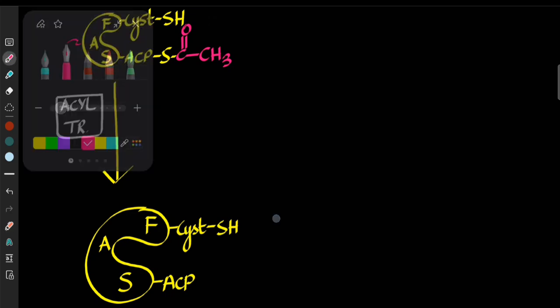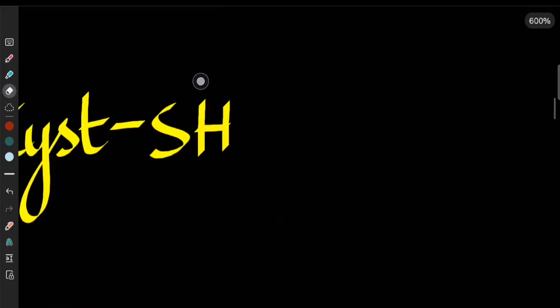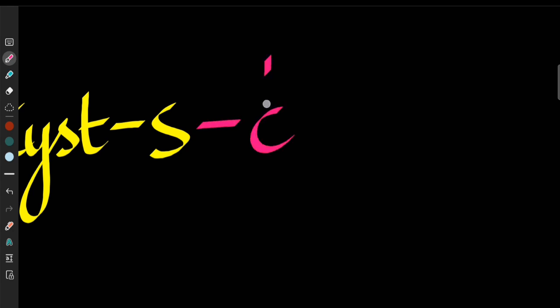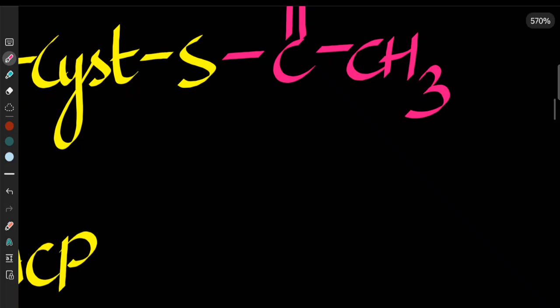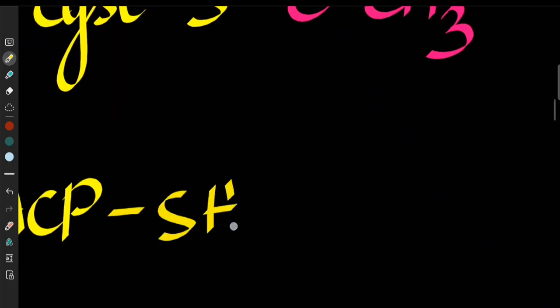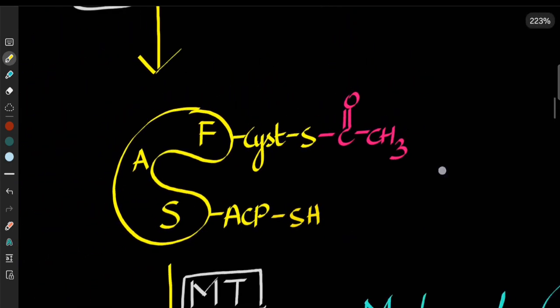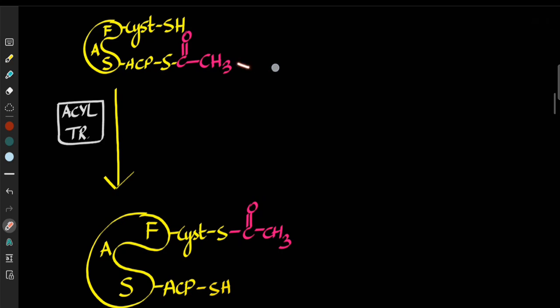S will be gone, and then we'll have a ketone group, right, and a methyl group, right, a methyl group. Now this ACP will have its thiol group back, right? So as you can see over here, this has been transferred to the cysteine SH. Now let us see what happens.